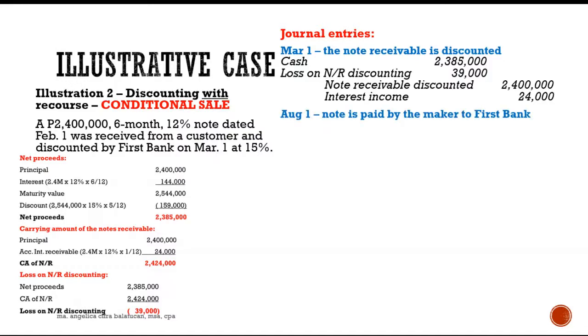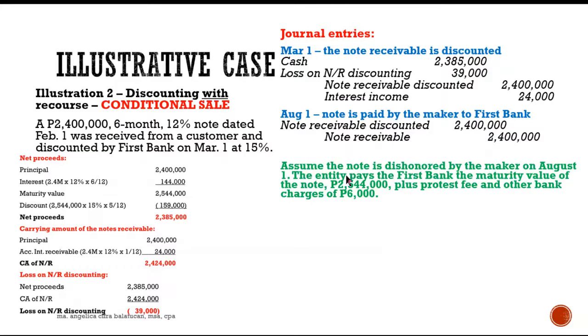On August 1, the date of maturity, that's 6 months after February: March, April, May, June, July, August 1, so that is the sixth. So you have debit note receivable discounted and credit note receivable. So we remove the note receivable discounted as well as the note receivable.